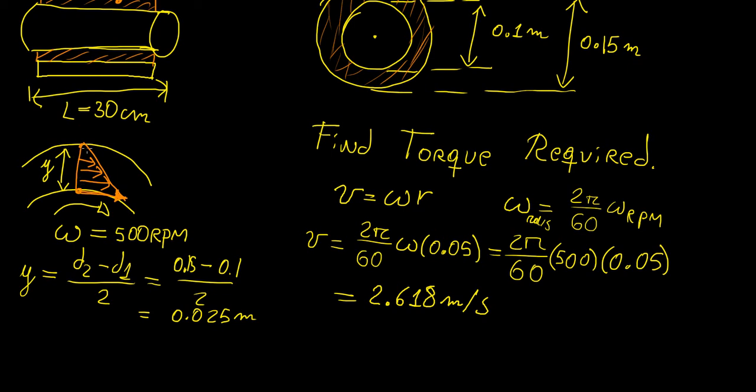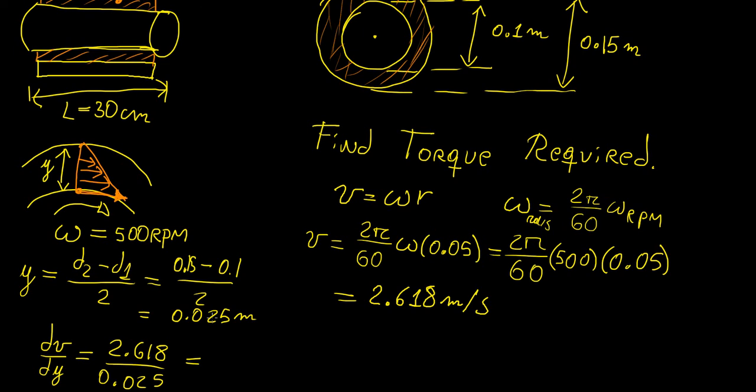Okay, so now the next step is, well, we know what the thickness is, we know what the height of that velocity profile is, and we know what the velocity is at the maximum, so we can calculate the velocity gradient. So that's going to be dv over dy. So the velocity is just going to be 2.618. And the depth is just going to be 0.025.